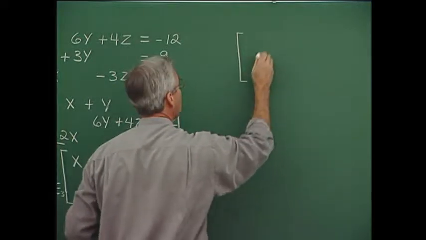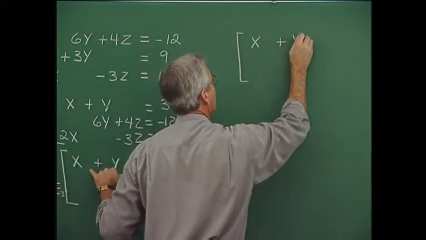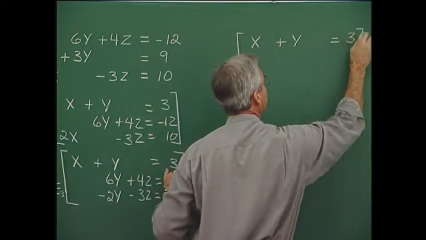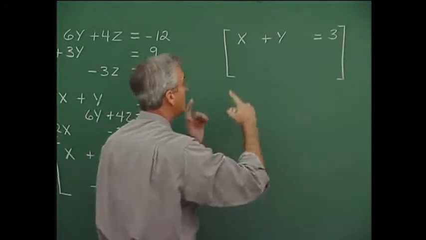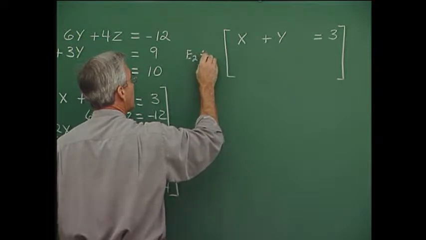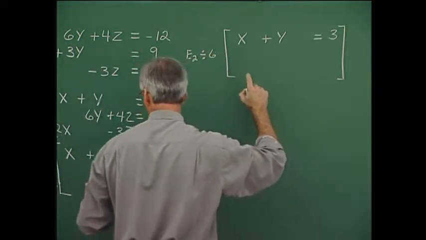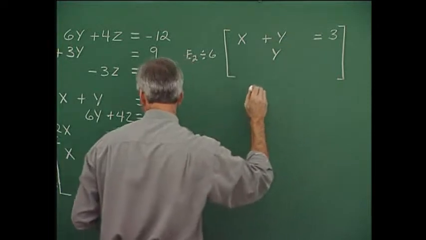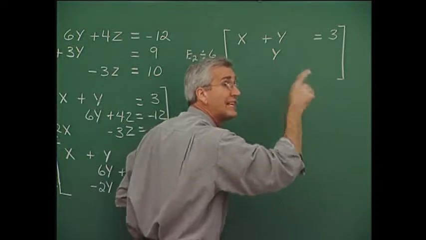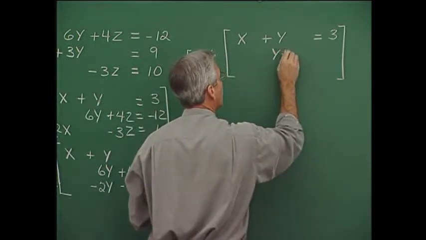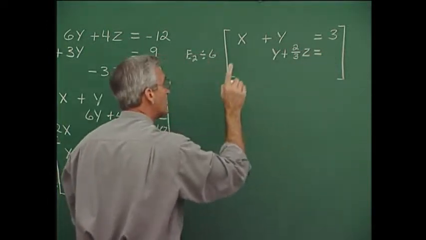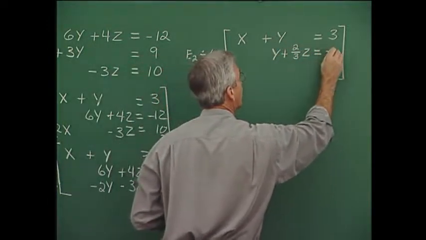So I'm bringing down the top equation, that's x plus y, and then no z, and then a 3. And in the second equation, I am taking equation 2 and dividing by 6. When I divide the y term by 6, I get y. And when I take 4z and divide by 6, I get 4/6 z, which is 2/3 z. And then when I divide the negative 12 by 6, I get negative 2.